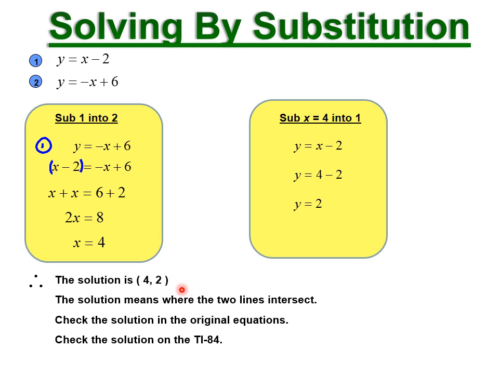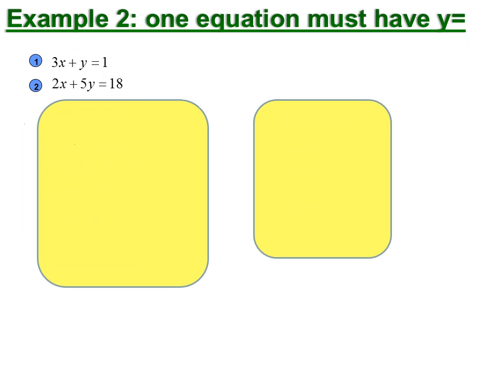Okay, so let's look at some more so that we can understand the method clearly, and we'll look at some harder examples. Okay, now these two are a little bit harder because they don't both start with y equals. Okay, and that makes them a little bit harder, but as the title says, notice in the title, here's one of my rules. One equation must have a y equals. They don't both have to, but one must have, okay?